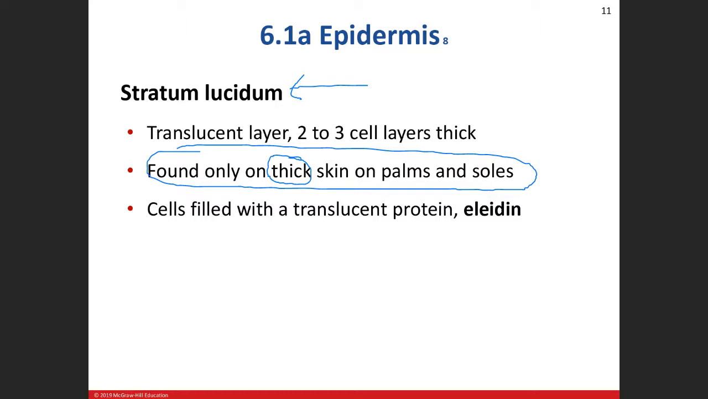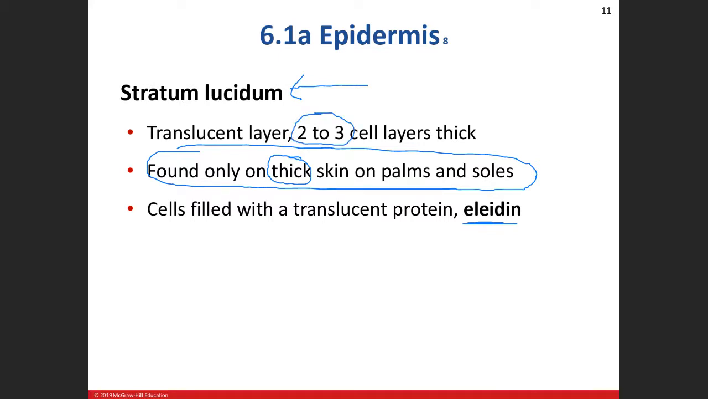All right. So one of the things that the book mentions is eleidin, and basically eleidin is an intermediate protein in the keratinization process. So along the way of making keratin, the cell makes eleidin before we get the final keratin product. And again, this is a thin layer too. It's only 2 to 3 cell layers thick.